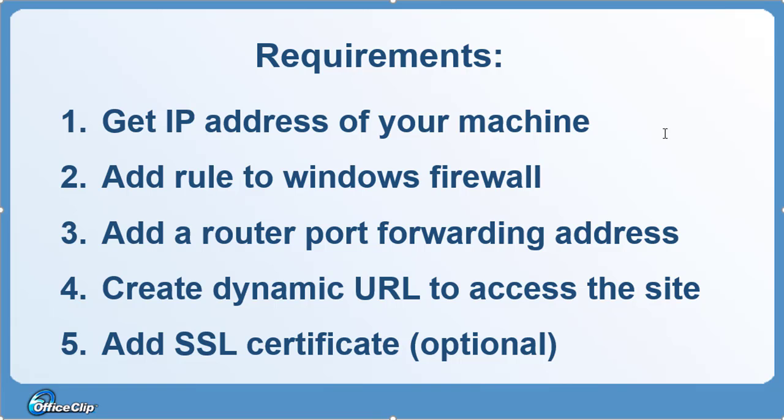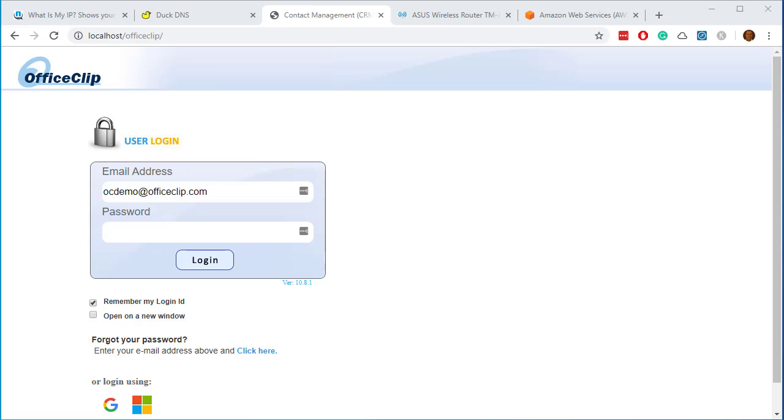So we'll talk about getting the IP address of your local machine first. Then we will have to add a rule to your Windows firewall or whatever firewall you may be using. And then we may have to change the router configuration unless your machine is directly connected to the internet. Now, if that is so, we'll talk about the difference between static IP address and dynamic IP address. And then finally, we'll talk about a few more options: if you need an SSL certificate to be able to access OfficeClip in a more secure fashion, or you may also want to install OfficeClip into a private cloud like AWS or Azure, etc.